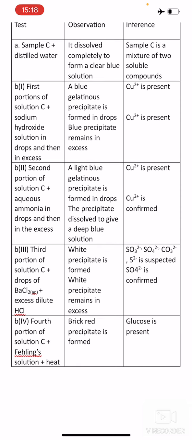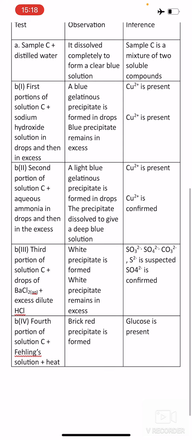Now let's move forward. Third portion of solution C, plus drops of barium chloride plus excess hydrochloric acid. A lot of times when you see some compounds, you should be able to know what you are testing for. When you see barium chloride and excess dilute HCl, one of the things that we want to test for is SO4 2-. So let's just look at what's on the screen.